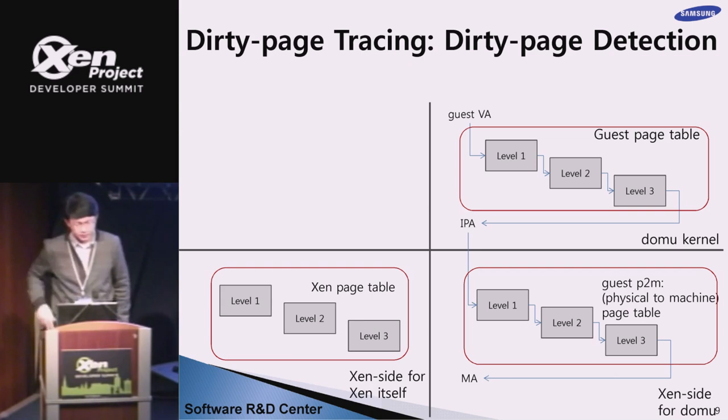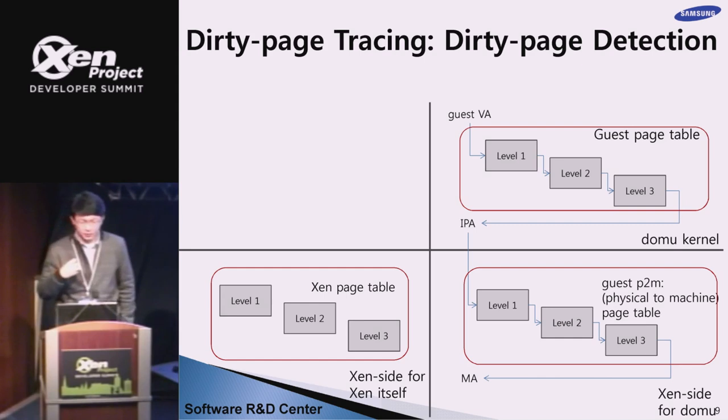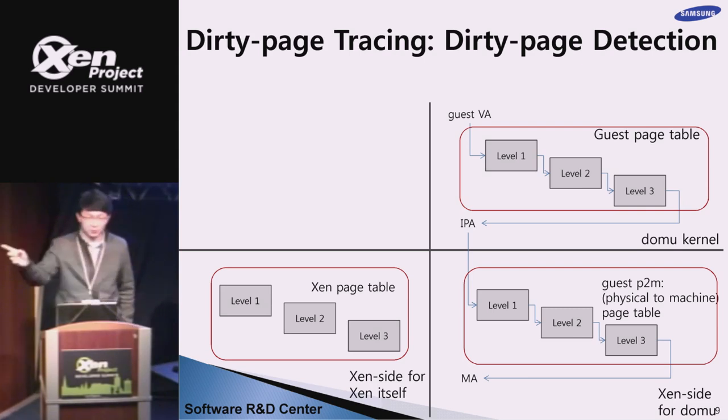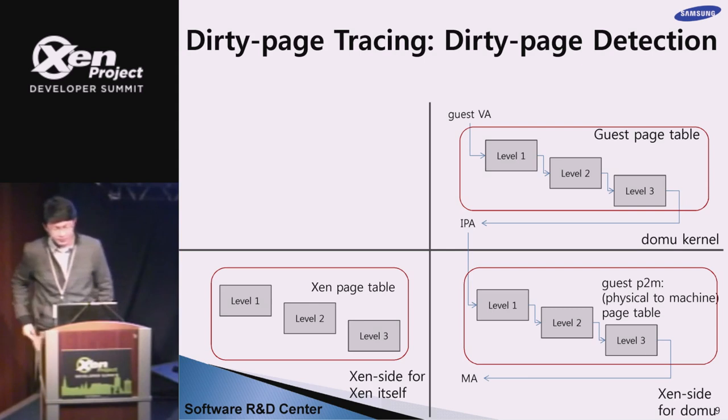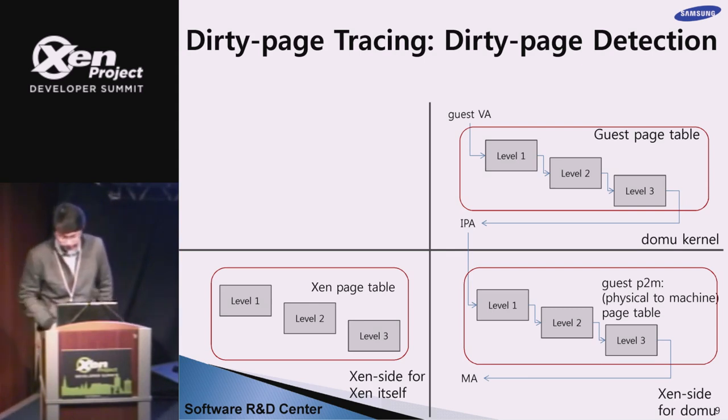Basically, it consists of two parts. The first one is how do we detect that domain new is writing some contents? And the second one is how do we tell the tool stack? Basically, the tool stack reads the domain new memory contents and sends it to the tool stack at the destination side. So we somehow tell the tool stack which pages are dirty.